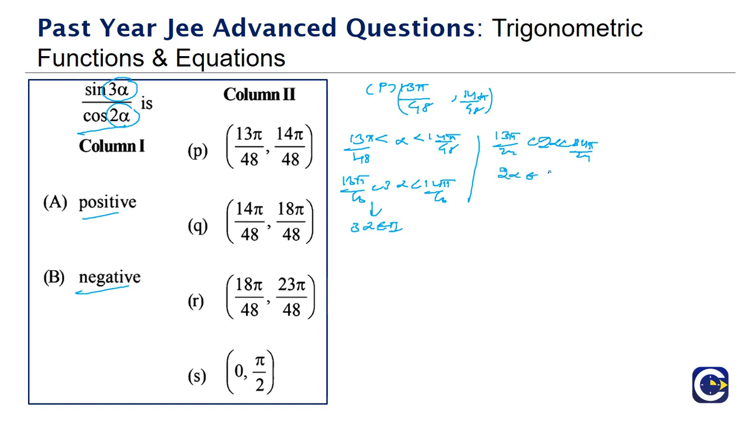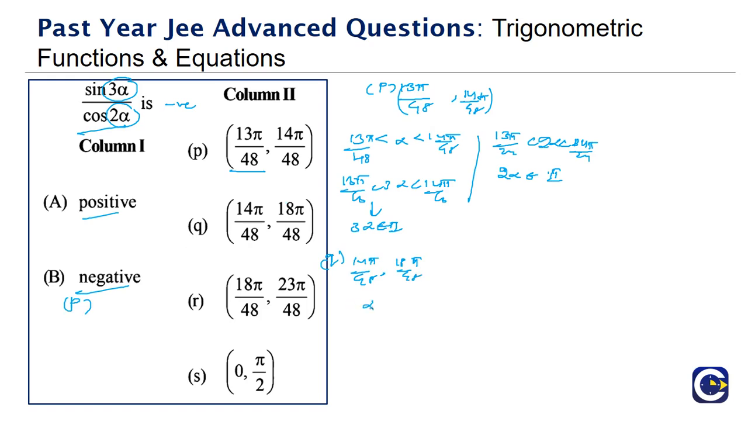Sine is positive in the second quadrant and cos is negative in the second quadrant. So positive by negative will give us negative. So the first option, P, will have a negative value. So P is the answer for that. Next, consider option Q, 14 pi by 48 comma 18 pi by 48.